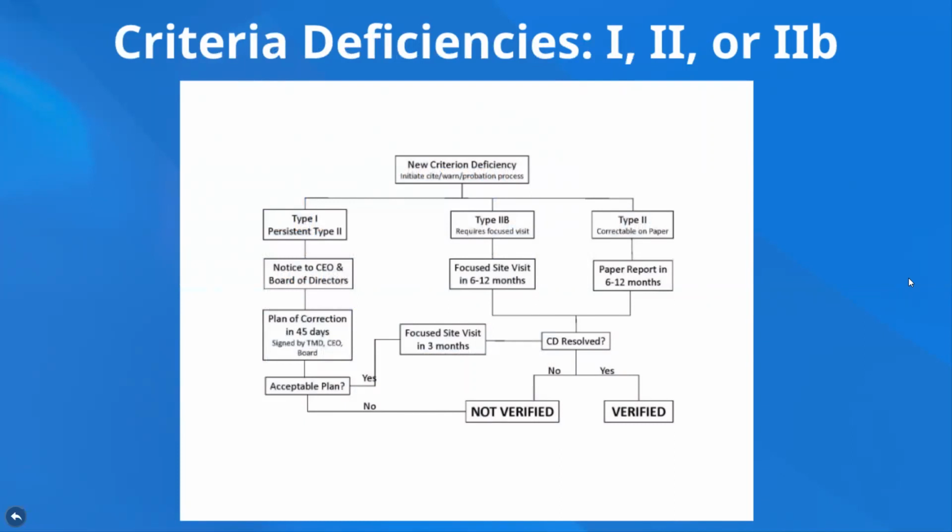Type 2 would just be a paper report in 6 to 12 months for me. Maybe you didn't have a policy for the clinical criteria to confirm brain death, so you put that together and get that to me a year after our visit. And type 2B deficiencies are just a focused site visit in 6 to 12 months, something that maybe can't be put down on paper, like a new PIPS process put into place. So this is just a general plotted map to help understand the process, and then if not verified, the department would then take additional regulatory action.